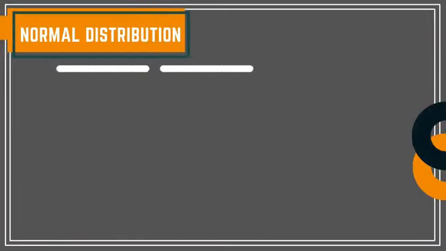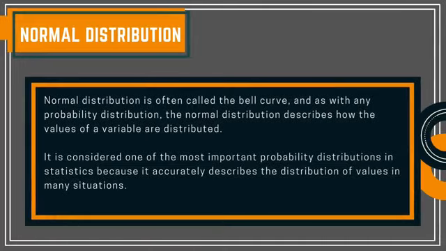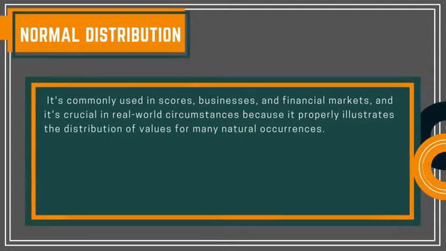So, what is normal distribution exactly? It is often called the bell curve, and as with any probability distribution, the normal distribution describes how the values of a variable are distributed. It is considered one of the most important probability distributions in statistics because it accurately describes the distribution of values in many situations. So, paano natin ito magagamit in real-life situations? It's commonly used in scores, businesses, and financial markets, and it's crucial in real-world circumstances because it properly illustrates the distribution of values for many natural occurrences.